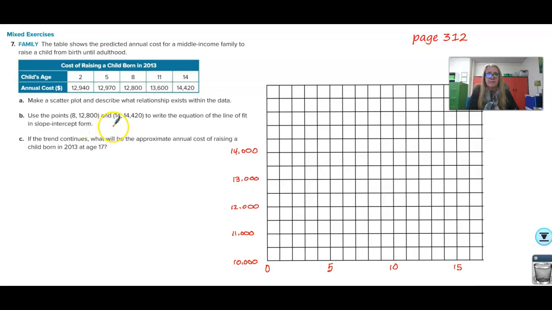Okay, so here I've labeled this graph. The table shows the predicted annual cost for a middle-income family to raise a child from birth until adulthood. All right, so we're going to graph this.